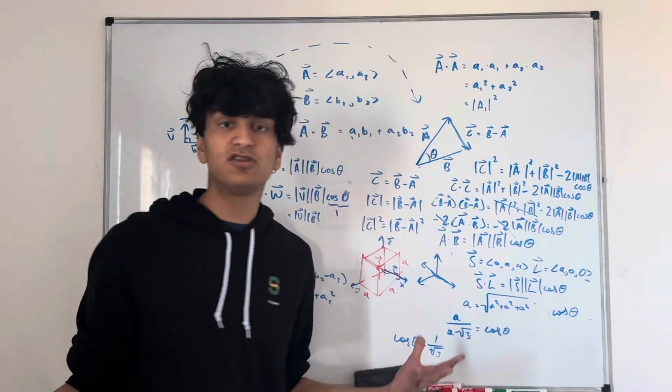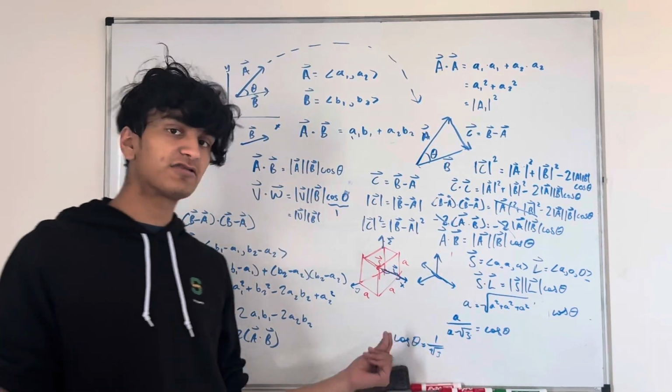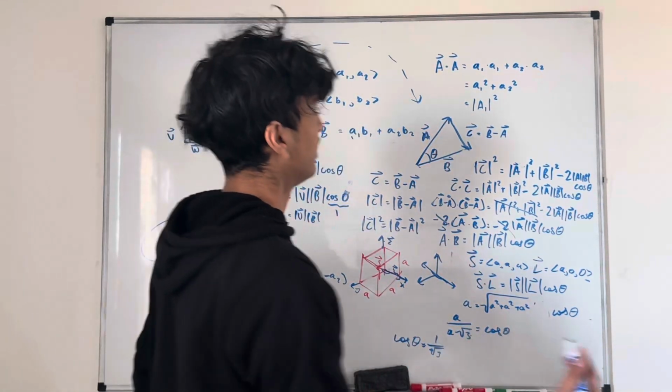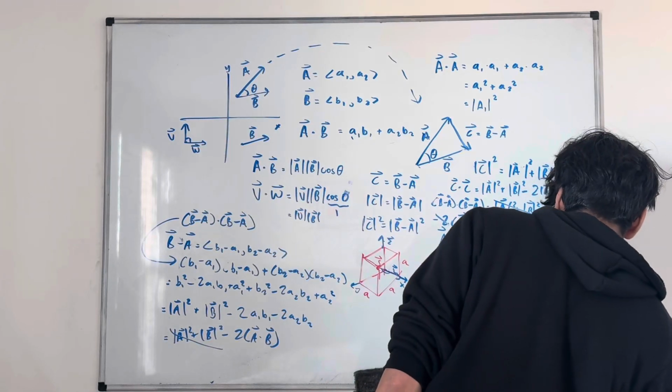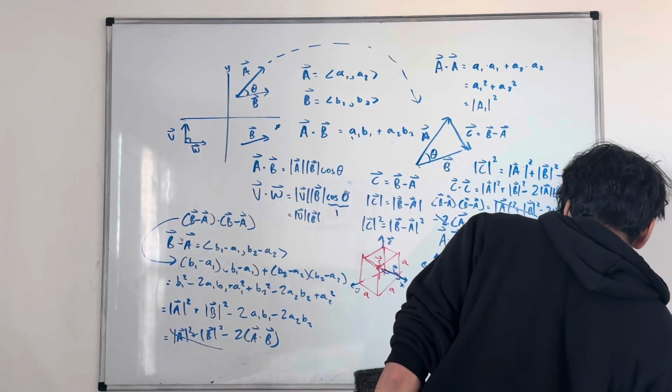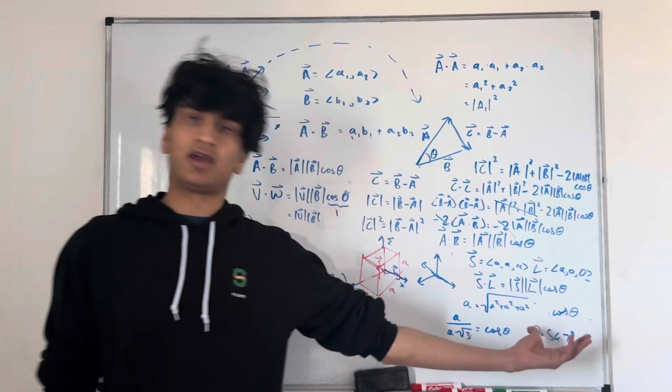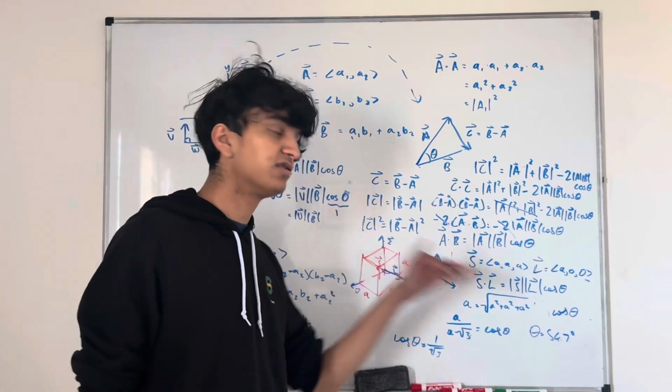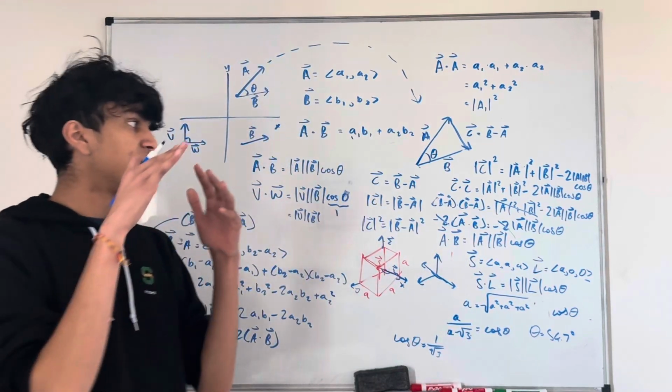And hey, I can use inverse trig to solve for what that angle is. It would end up being, I think, 54.7 degrees, and you can Google that. That is literally a true thing, the angle between the diagonal and the edge. So that's one use case of dot products.